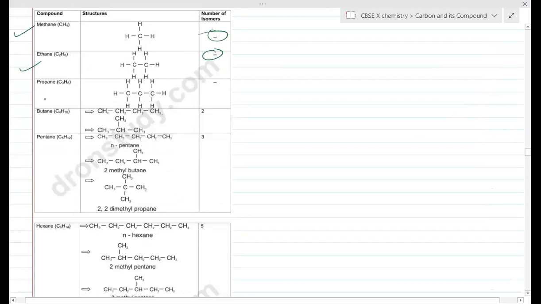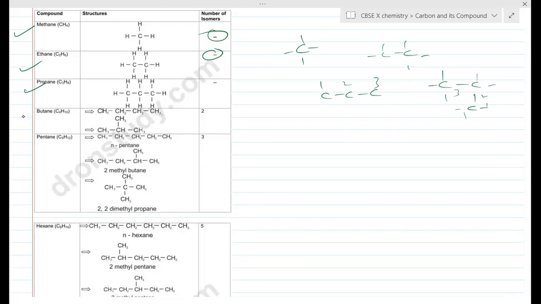You can see here, for propane, with one carbon isomers are not possible. Two carbons also, isomers are not possible. With three carbons also we cannot write isomers. When you write here like this, this is 1, 2, 3. The numbering will be the same, 1, 2, 3. This is also 1, 2, 3. Isomers start from n is equal to 4 carbons.